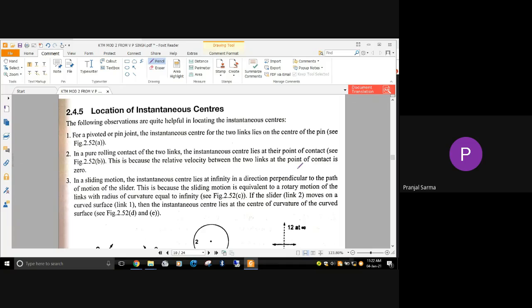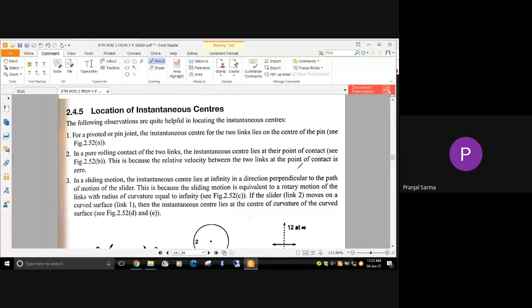Suppose I know who the students are, say 5th semester mechanical, then I can teach this particular subject in a certain way. Next, I know this many students are there in this subject. Next I should know who the students are, or where they are located, that kind of thing. So now, the location of the instantaneous center.